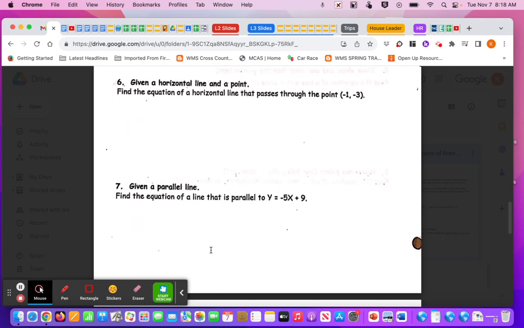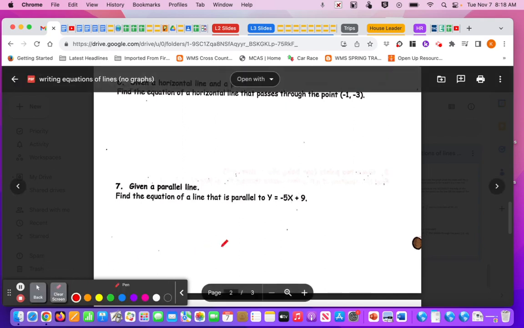So number 7, your job is to write any equation you want in slope-intercept form, which is parallel to this line. Now we've talked about this too. If lines are parallel to each other, they are going to have the same slope. And according to this equation right here, the slope is -5. So I am going to build any equation in the entire world that has a slope of -5. So here it comes. Here is y equals -5x. Now this line right here is parallel to this original one because their slopes are the same and their y-intercepts are different. The y-intercept has to be different for parallel lines.